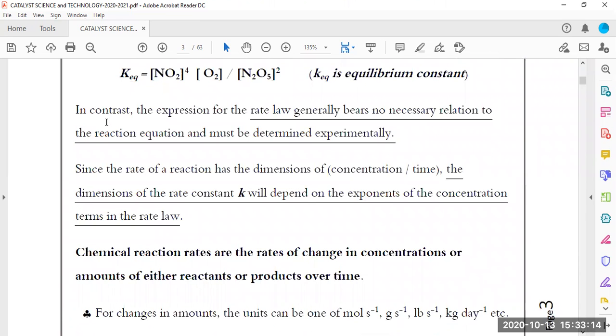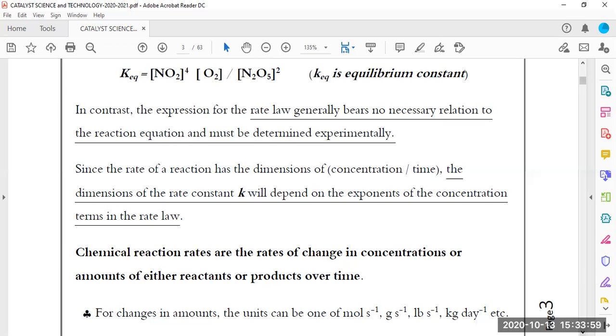In contrast, the expression for rate generally bears no necessary relation to the reaction equation. We don't need the reaction equation. The only thing we need is the reactant, and in general it is raised to a power, the exponent, but sometimes it is not. It depends on the order of the reaction. I don't want to go deep into the order of reactions in this case. In general, that's not our interest.